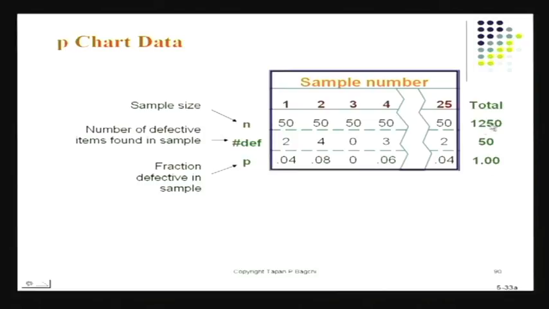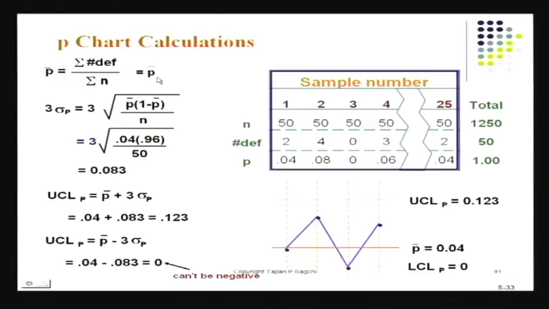I do an overall, and I find from this the overall p bar, like we had the x double bar. This p bar would be utilized in calculating the control limits, and those are done here. The p bar turns out to be this, and I use my control limit calculation. I find my sigma p, 3 sigma p, and I find my upper control limit, which is 0.123, and the lower control limit turns out to be negative, so I made it 0. And then lo and behold, I've got my little control chart there.